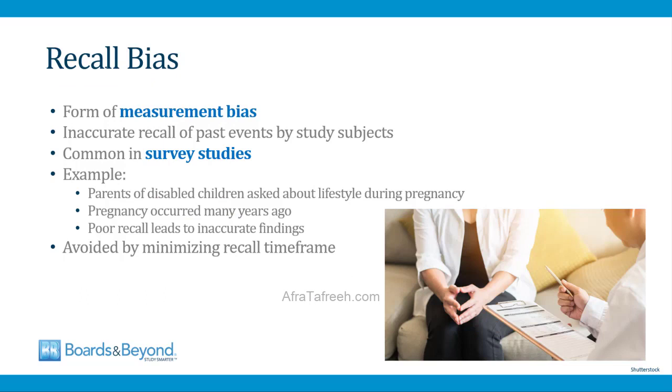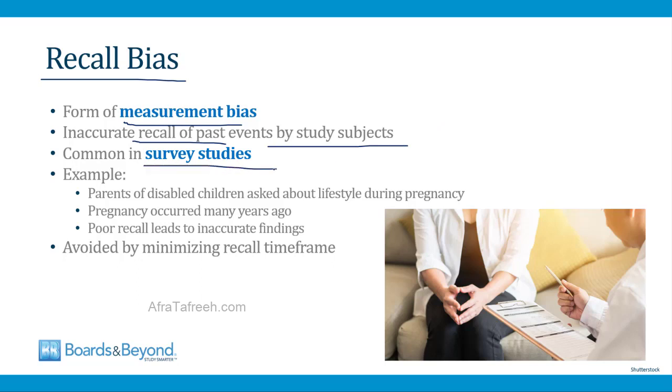So as I said on the last slide, sometimes the term measurement bias is used to simply describe any error in measuring exposure or outcomes. And so when you think of it that way, recall bias is a subtype of measurement bias. Recall bias refers to inaccurate recall of past events by study subjects. And this is a common problem in studies that involve surveys. They ask patients questions, they ask them to recall past events, and sometimes their recall of past events is inaccurate.